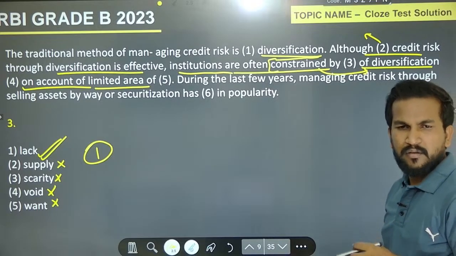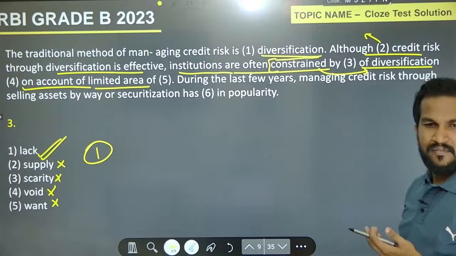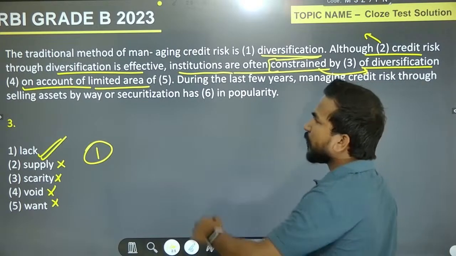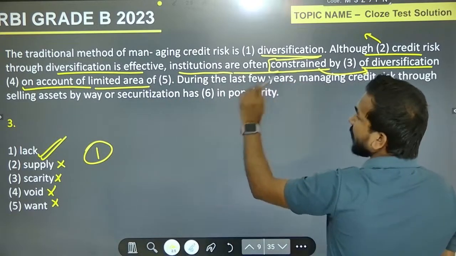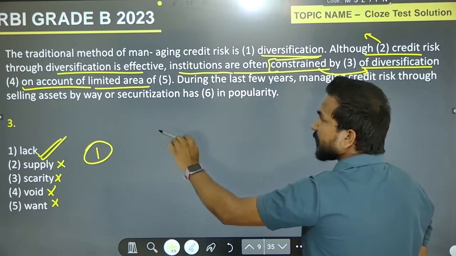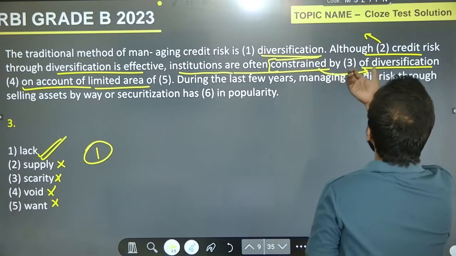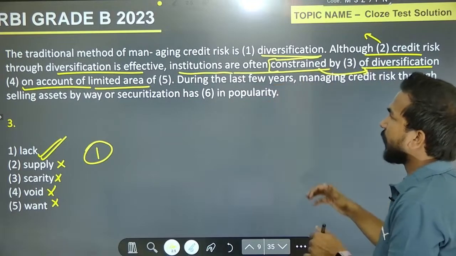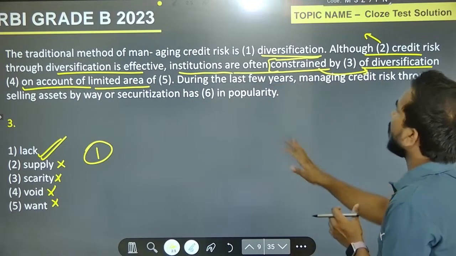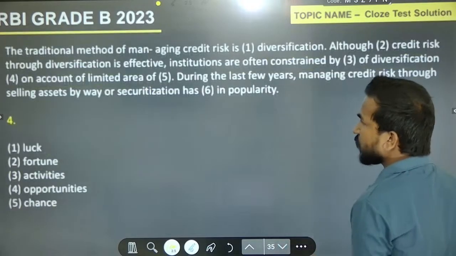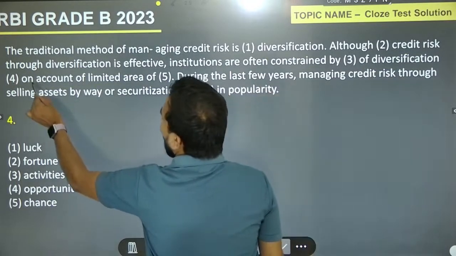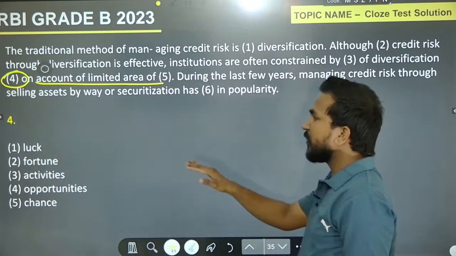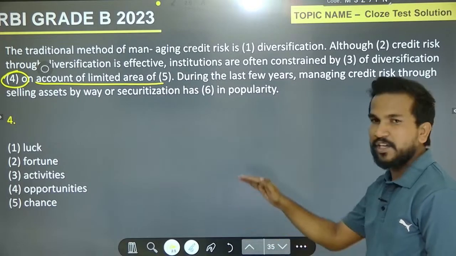It doesn't matter Ayushi, don't worry about it. Okay, first or fourth. Now go for this one. And what it must be? It must be first according to the sense. And what we are talking about? We are talking about although mitigating credit risk through diversification is effective, institutions are often constrained by lack of diversification, blank, on account of limited blank. So what it must be? For the fourth one: luck, fortune, activities, opportunities, or chance.